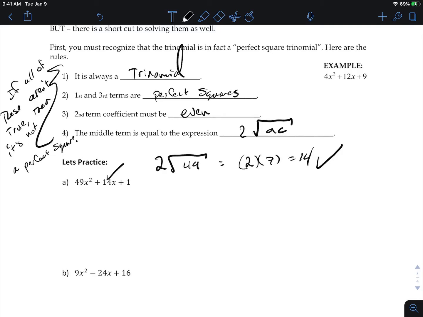So let's go. I'm going to solve this in a regular, just complex trinomial method like we did yesterday. I'm going to need two numbers to multiply to what? 49 times 1, right? So I need two numbers to multiply to 49 and add to what? The middle term, 14.